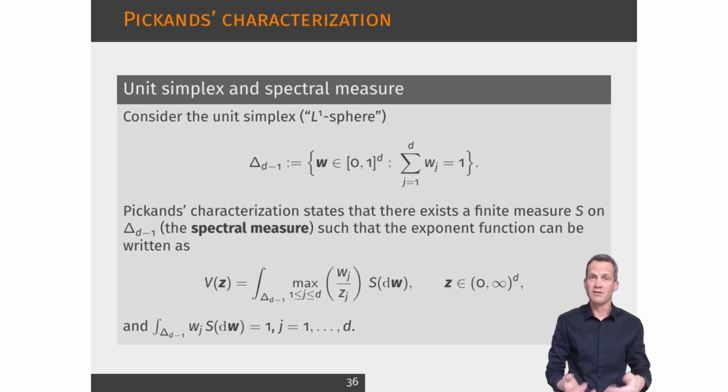Pickands' characterization gives another geometric description of the dependence structure. It uses the unit simplex, where all coordinates are non-negative and sum to 1. On this simplex, the spectral measure describes the angular distribution of extremes. The displayed expression shows that the exponent function can be recovered by integrating the largest weighted contribution across the simplex. The normalization conditions guarantee that the standardized margins are correct. The main idea is simple. After marginal standardization, the whole extremal dependence structure can be encoded by a finite measure on the simplex.